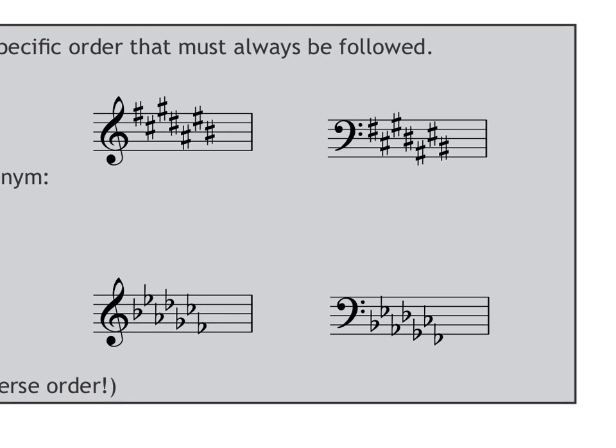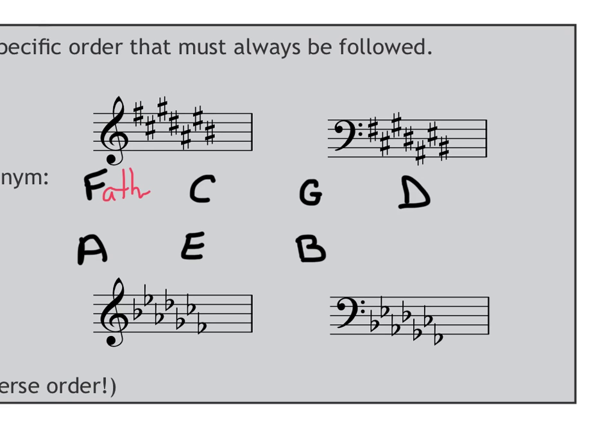In fact, I'm going to do this. F, C, G, D, A, E, B. And the acronym you're going to use is Father Charles goes down and ends battle.